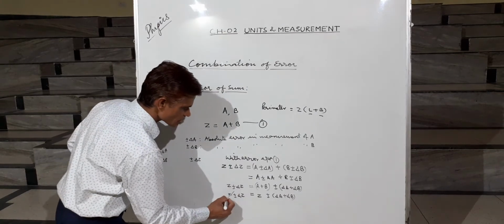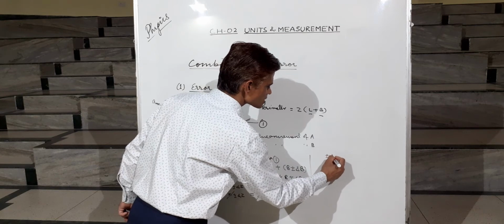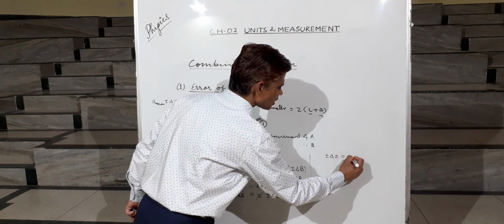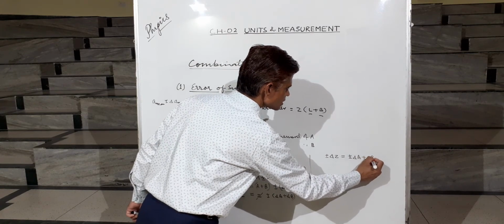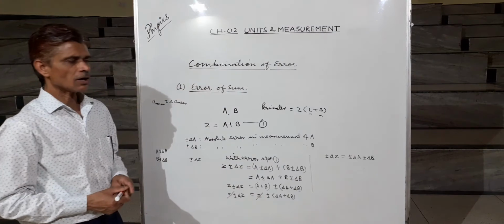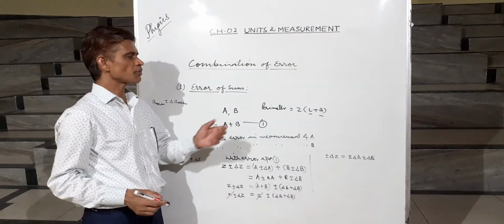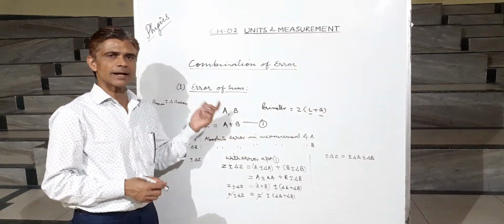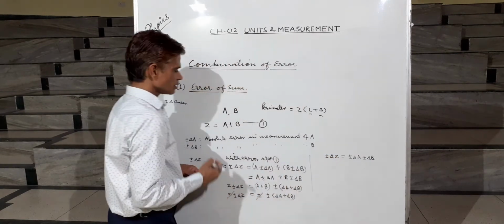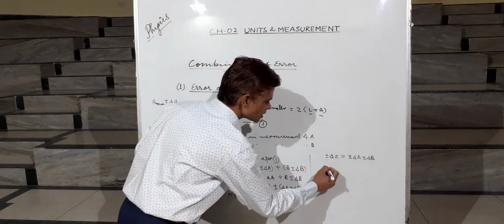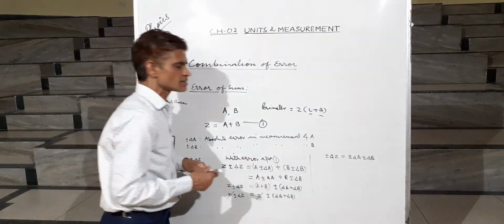Now this z is cancelled. So we get plus minus delta z is equal to plus minus delta a plus minus delta b. Now our purpose is to find the maximum error that has been propagated in any kind of measurement. So to find the maximum error that is propagated in the measurement of z, we will take only the positive sign and we will ignore all the negative signs.